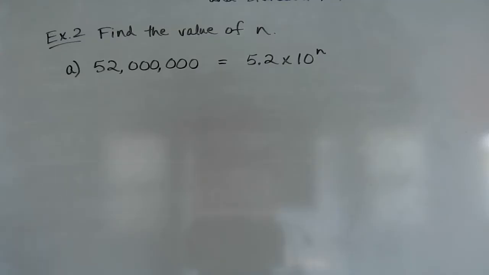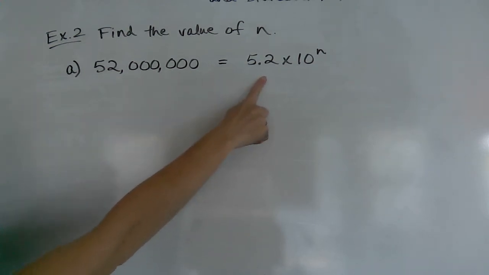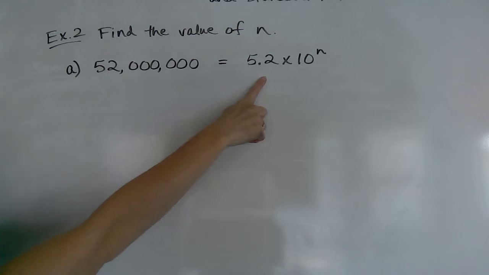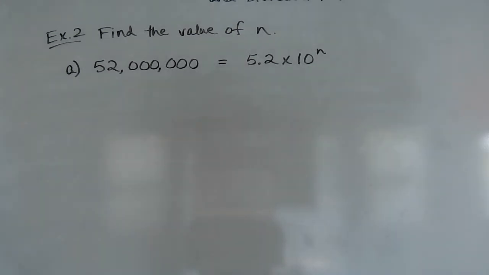All right, moving on to example 2. Now we're going to be finding the value of n. And for part A, you can see we have a number in standard notation, and we have a number that is starting to look like scientific notation, except we need to find out what our exponent is. And in this case, it has to be a positive number.